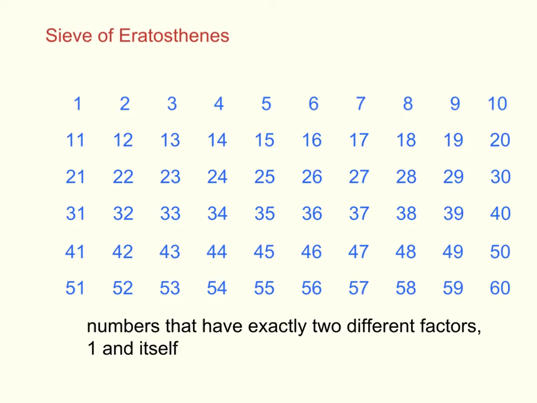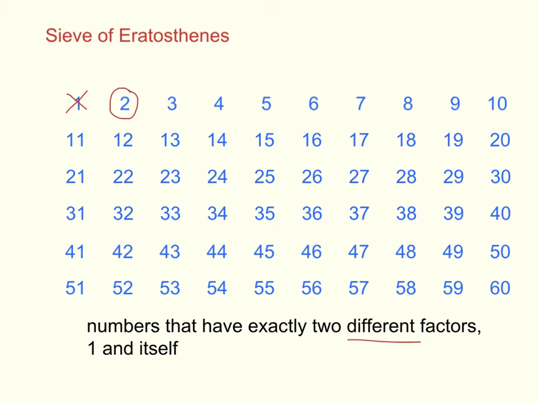Okay, let's start with 1. Is 1 a prime number? Well, no, because it has two factors, 1 and itself, which is 1, but they are not different. So 1 is not a prime number. How about 2? Well, 2 has two factors, but it only has 1 and 2 actually. So it satisfies the definition.